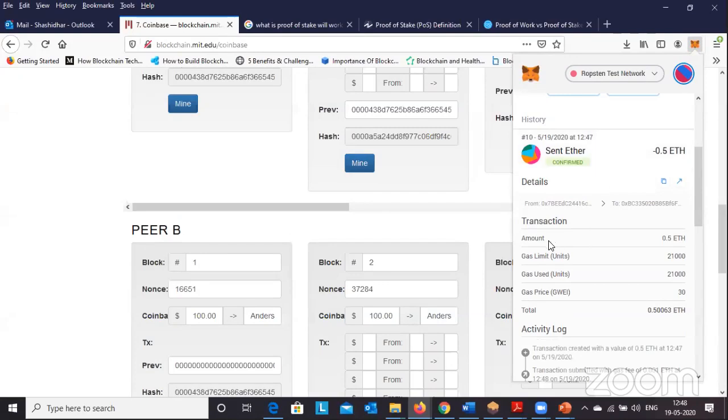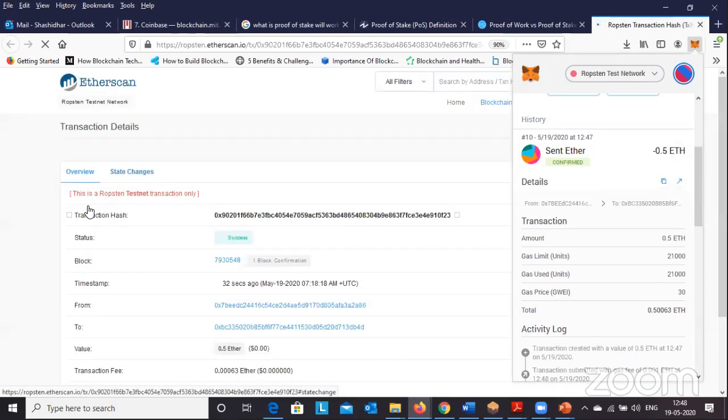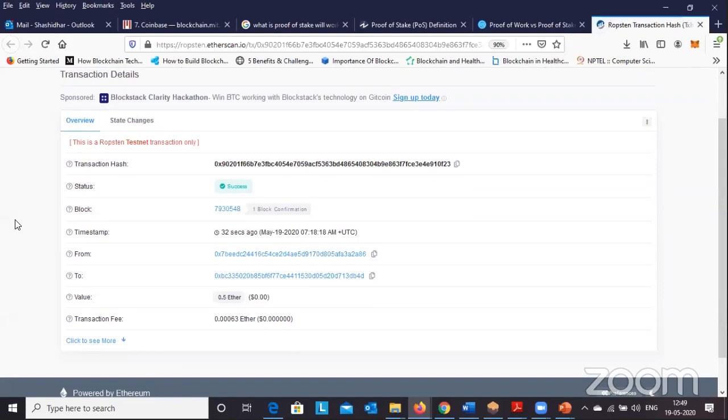You can see the details here: how much amount, what the gas limit is, what the gas price is, everything. In the details, there is an option to view on Etherscan, so you can click on this. Okay, you can see that whenever we perform a transaction, it will be recorded in the blockchain network.